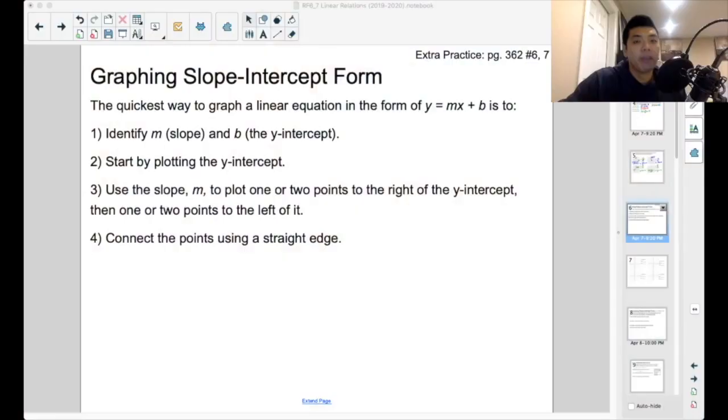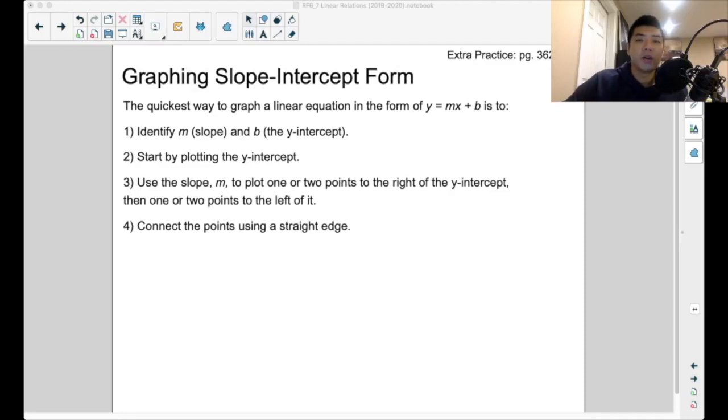So let's get started. The first thing that we're going to talk about today is how to actually graph slope-intercept form. I just want to outline some of the steps that we need to take in order to graph slope-intercept form. Once again, it's y is equal to mx plus b. In the previous lesson, we talked about what m and b represent in that linear equation. We talked about how m represents your slope. That's a quick review. And that b represents your y-intercept.